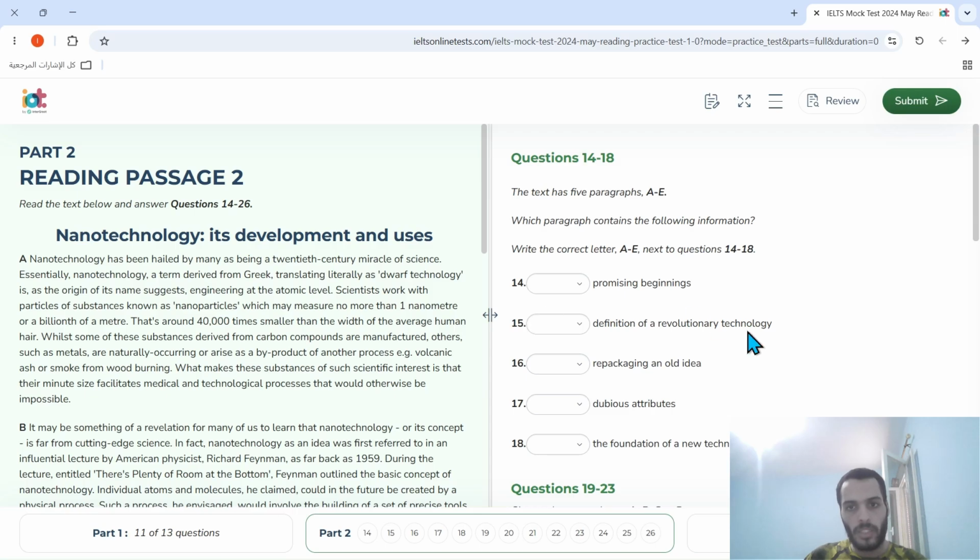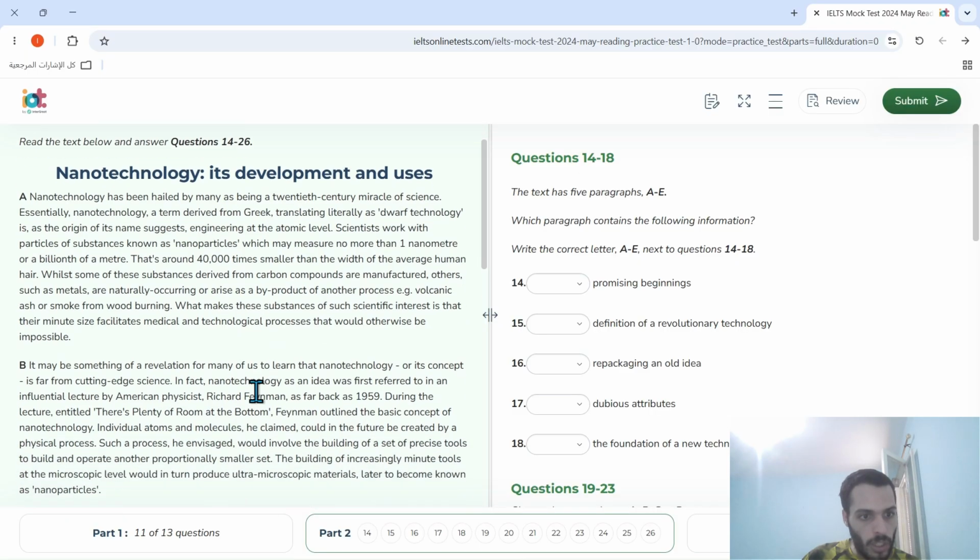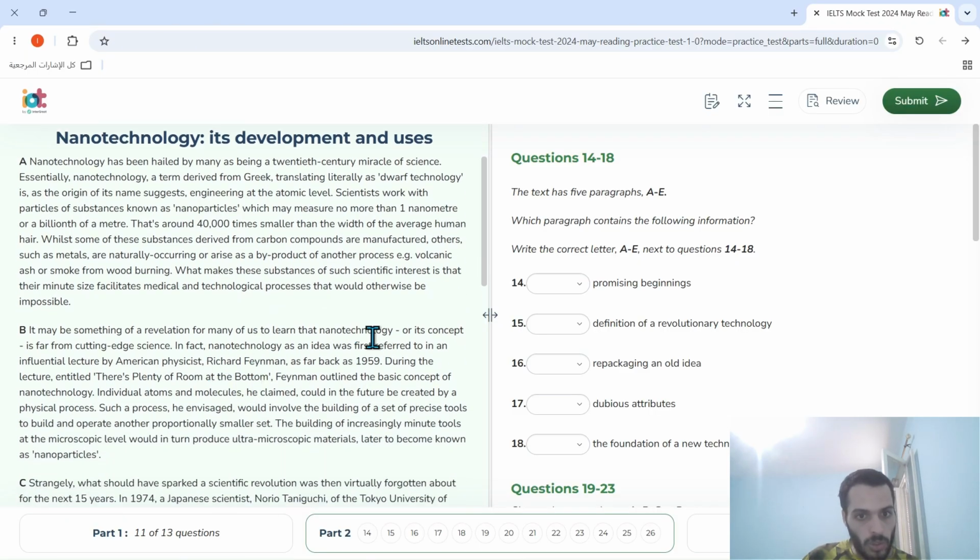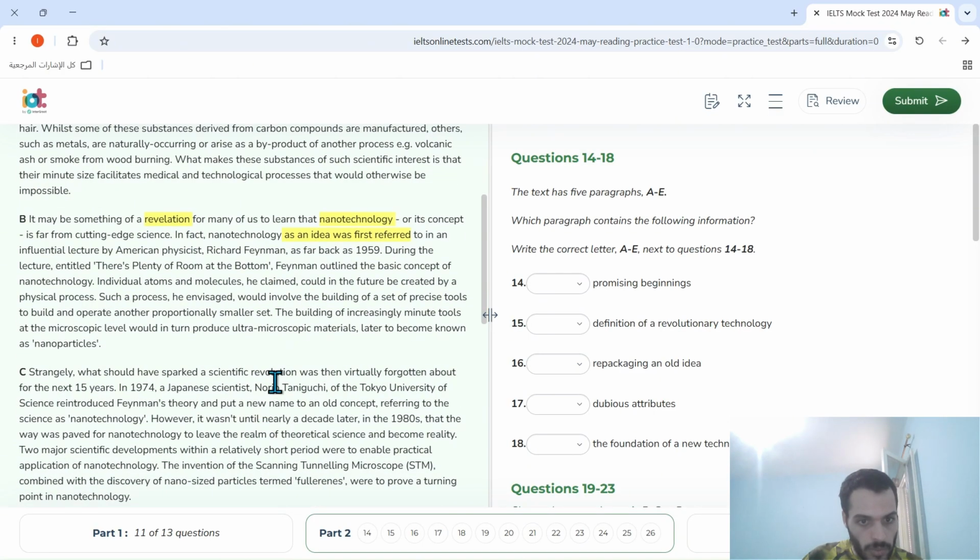Nanotechnology, its development and uses. So which paragraph contains the following information? This is promising beginnings. Okay, following information: definition of revolutionary technology. Revolutionary technology. Revelation. Repackaging an old idea. It was first revolutionary. Okay.